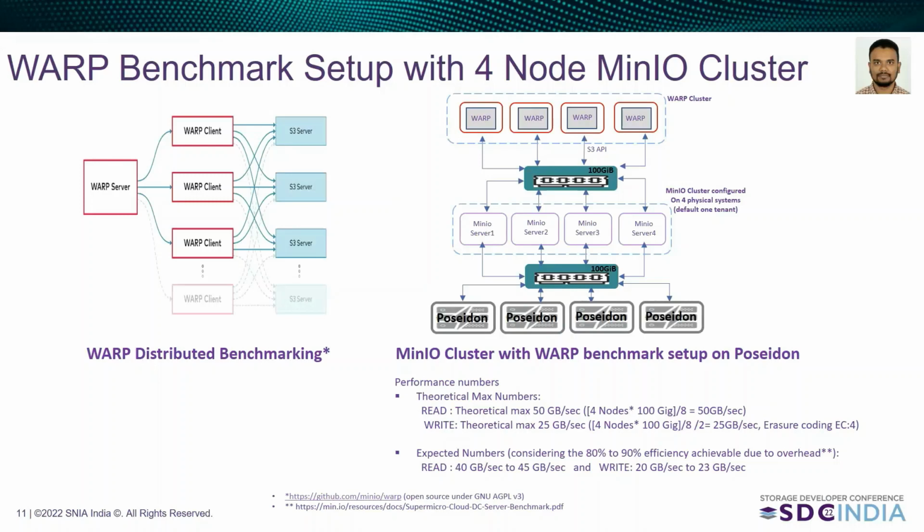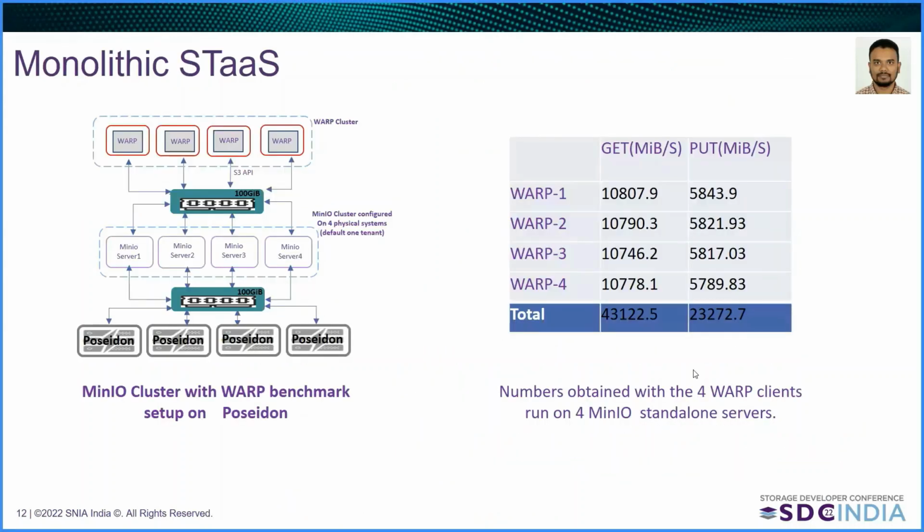Considering the overhead imposed by TCP and Ethernet technologies, we are expecting 80 to 90% efficiency. Therefore, we are expecting 40 to 45 gigabyte per second for read and 20 to 23 gigabyte per second for write. We ran the benchmark with 4 standalone Warp clients on 4 standalone MinIO servers. The performance we achieved for a standalone MinIO cluster is 43 gigabytes per second for read and 23 gigabytes per second for write. The obtained throughput numbers are the base reference numbers.